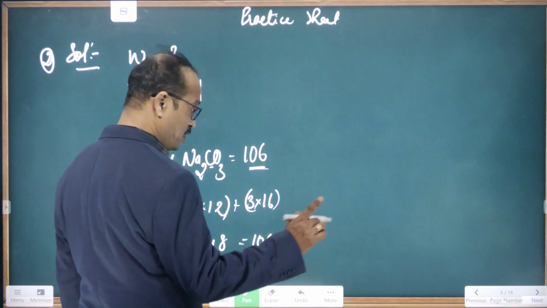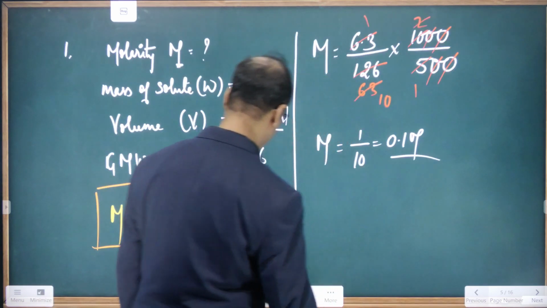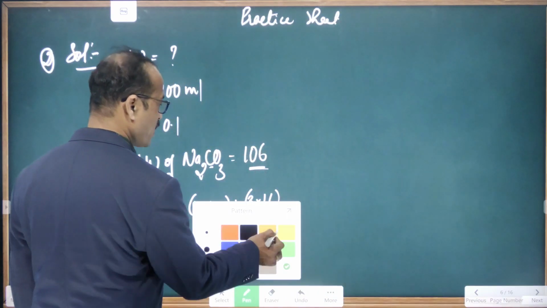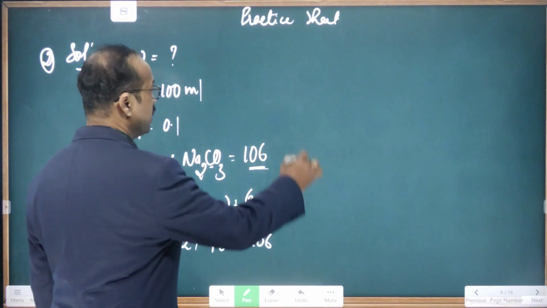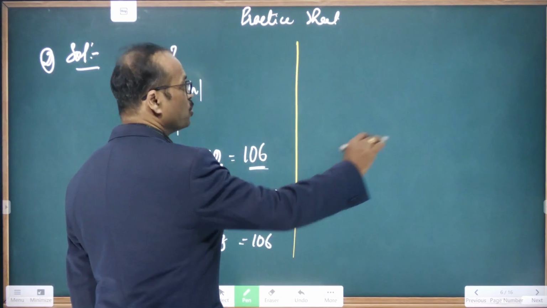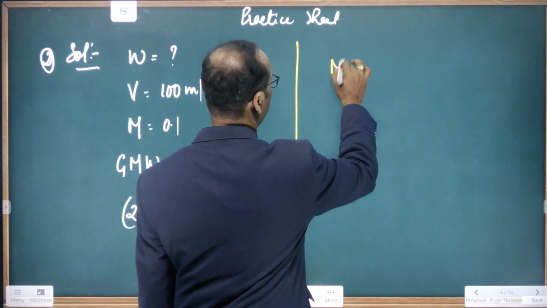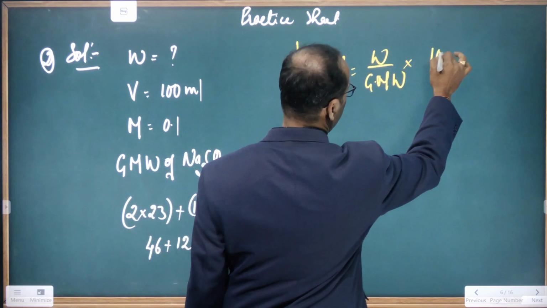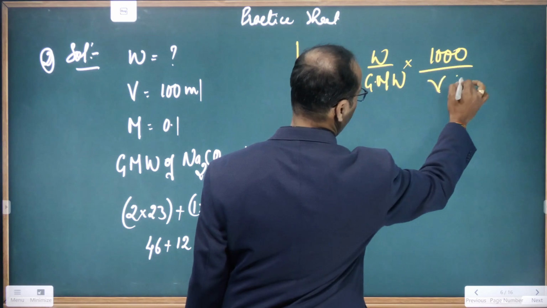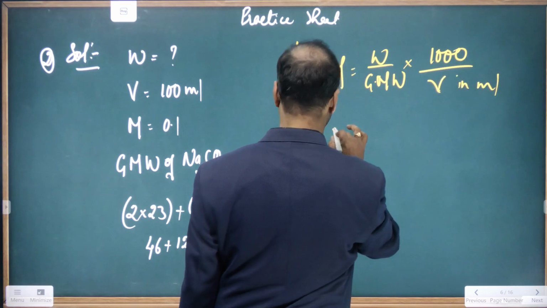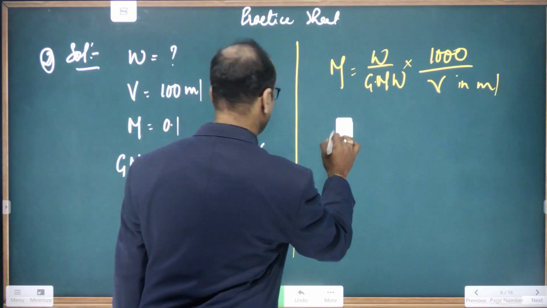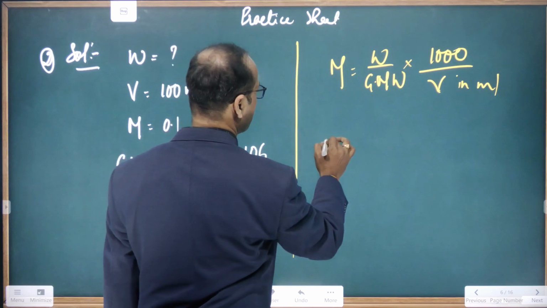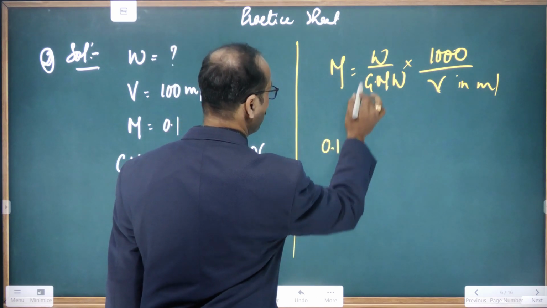Now substitute into the same formula, students. Shall I stop here? Will you try to solve using the formula, or shall I solve this problem? Okay, I'll solve this one. So here you see, molarity is equal to weight by gram molecular weight into 1000 by volume in ml, right? Here molarity is given as 0.1. So now what do you do? In the place of M, 0.1 is equal to weight, which we don't know.